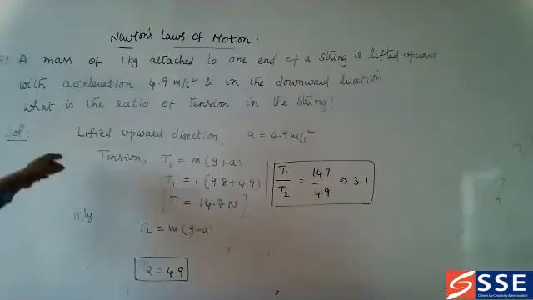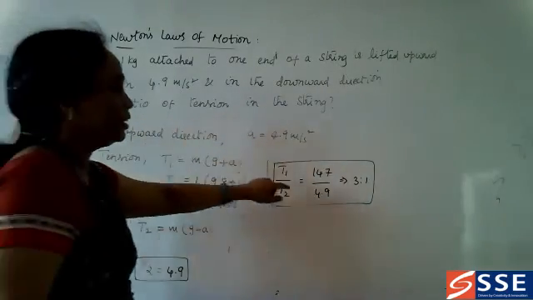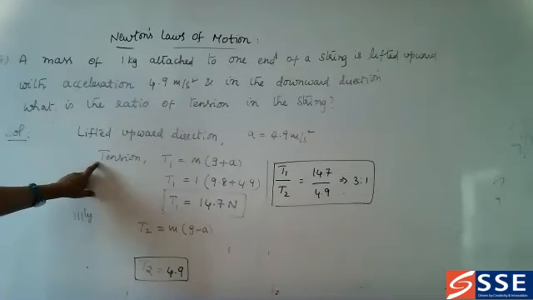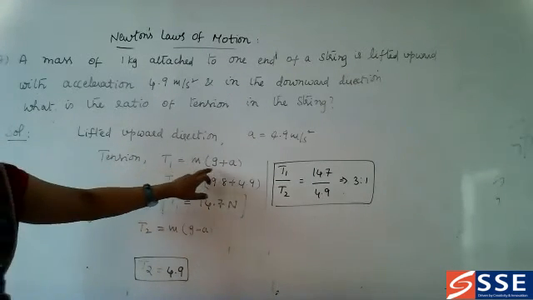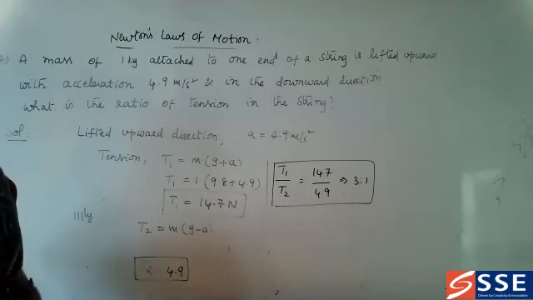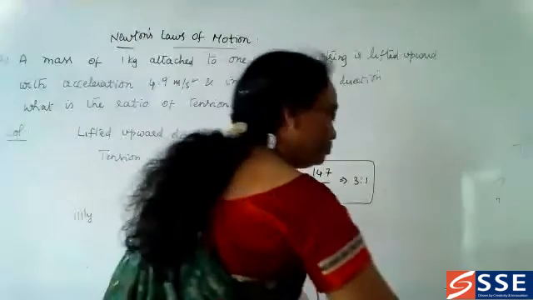What is the ratio of tension in the string? So the ratio will be 3:1. Suppose here the formula we are taking is in upward direction M into G plus A, in the downward M into G minus A. So this is the answer, ma. So next problem.